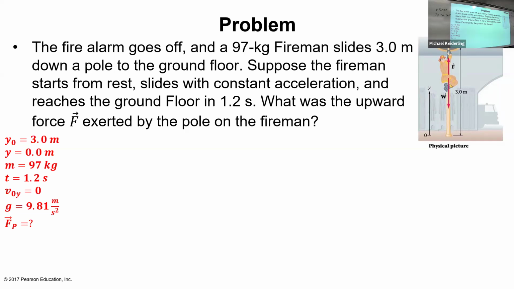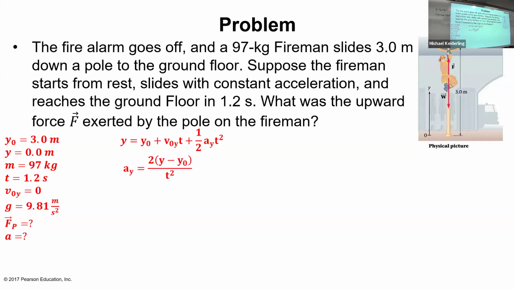We don't know what the force from the pole is, what we're trying to find. We don't know what the acceleration of the fireman is. And we kind of need to know what the net force is. So to figure out the acceleration of the fireman, well, y equals y naught plus v naught y t plus 1/2 acceleration in the y direction times t squared. We can use this information about distance traveled and the time and the initial velocity to find the acceleration.